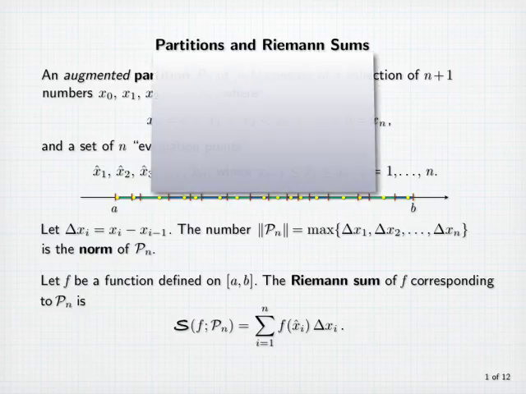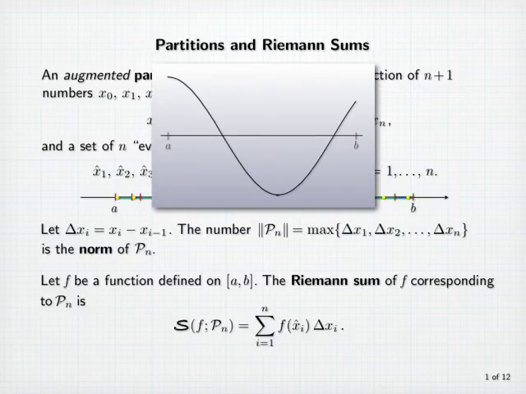Now let's look at a picture to illustrate the idea. Here's a continuous function on a closed interval AB. Here's a collection of numbers x0 through xn, and here's a collection of evaluation points x hat 1 through x hat n. Each term in the Riemann sum is the signed area of a rectangle obtained by evaluating the function at one of the evaluation points and multiplying by the corresponding subinterval width.